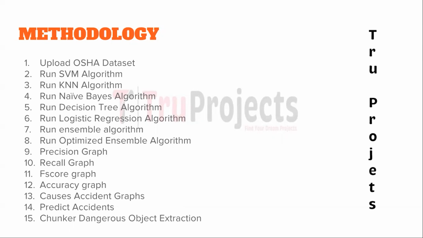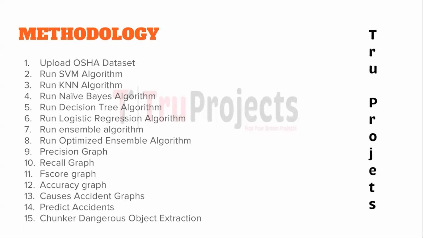The third module is run KNN algorithm. In this module, the KNN algorithm is implemented using the non-parametric form for both classification and regression tasks. The fourth module is run Naive-Bayes algorithm. In this module, the Naive-Bayes algorithm is used as a probabilistic algorithm that applies Bayes' theorem with the assumption of independence between the features.